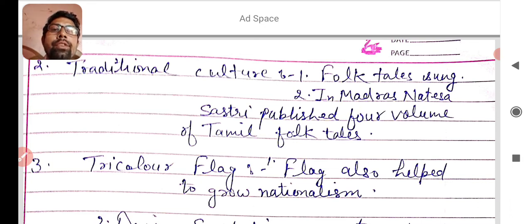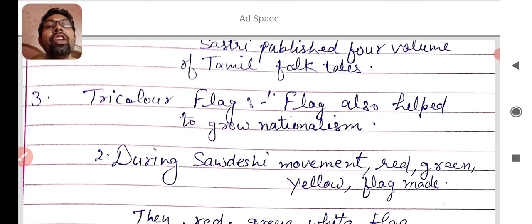And the next point is the tricolor flag, Tiranga. The tricolor flag was also prepared by Indian revolutionaries to increase nationalism in India. A flag also helped to grow nationalism. You know that nowadays, during the Independence Day month, Har Ghar Tiranga, the slogan is used by every Indian to strengthen Indian nationalism. And it was that time also.